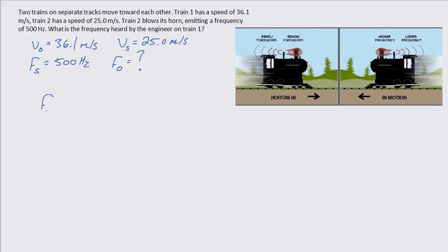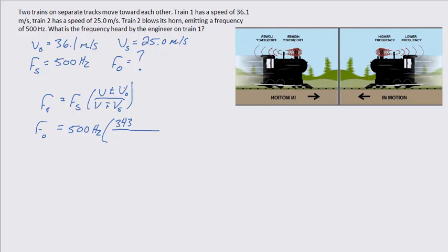So if we use our Doppler effect equation, we see that f naught is equal to fs multiplied by the speed of sound plus or minus the velocity of the observer divided by the speed of sound minus or plus the velocity of the source. So we know all our variables besides the frequency that is heard, which is what we're trying to solve for. So we can plug in the frequency of the source, which is 500 hertz, multiplied by the speed of sound, which is 343 meters per second, plus or minus the velocity of our observer.